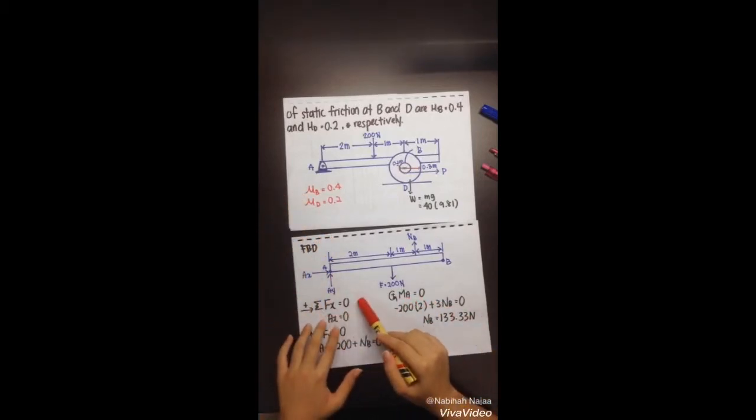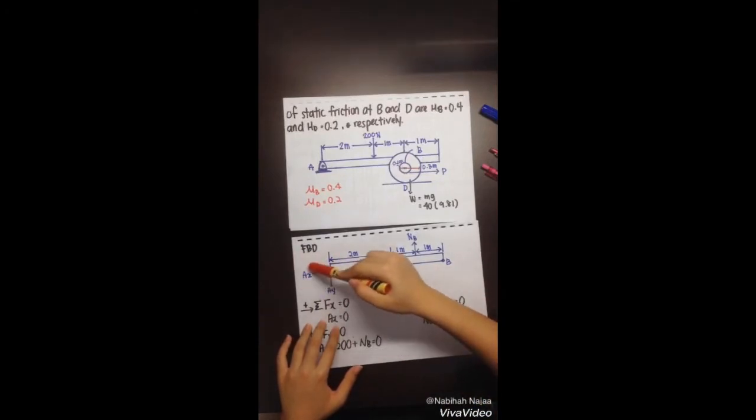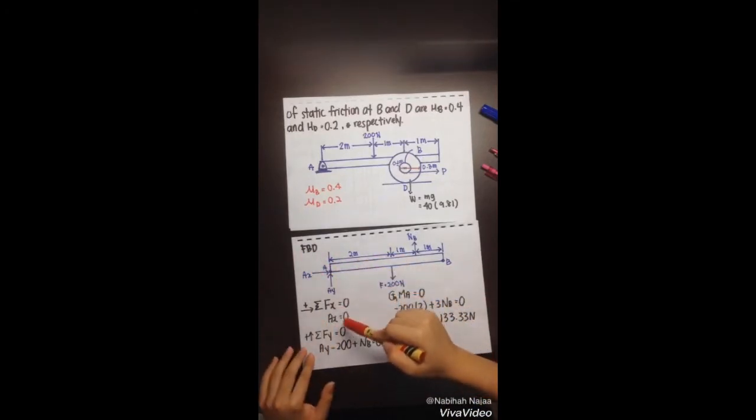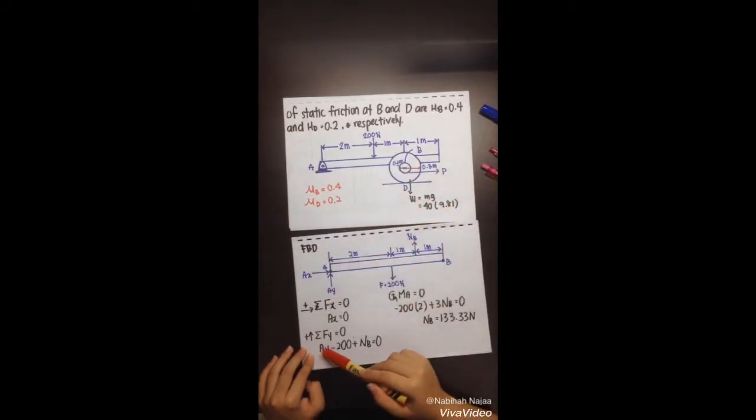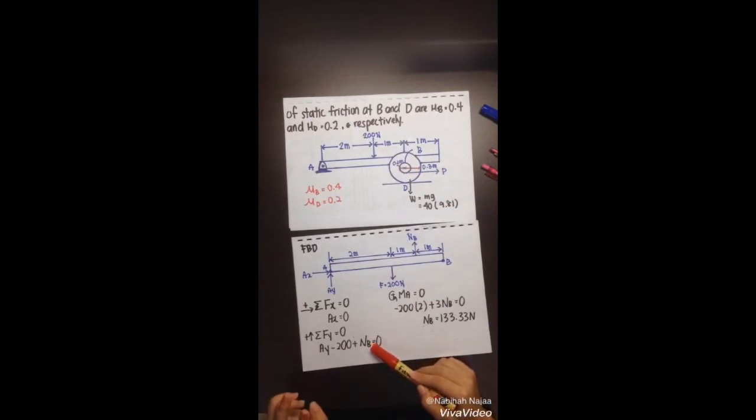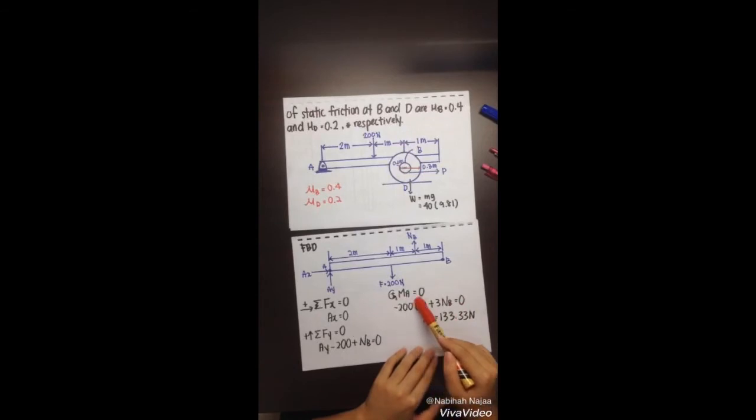So summation of Fx equals to 0. Along the x-axis, we have Ax equals to 0. So summation of Fy equals to 0. Along the y-axis, we have Ay and NB. An equation with two unknowns we could not solve. So we have to proceed to the third equation, summation of moment at a certain point equals to 0.